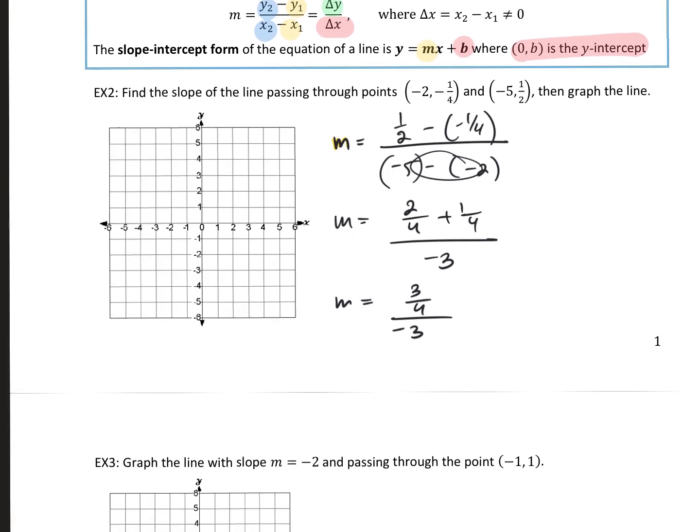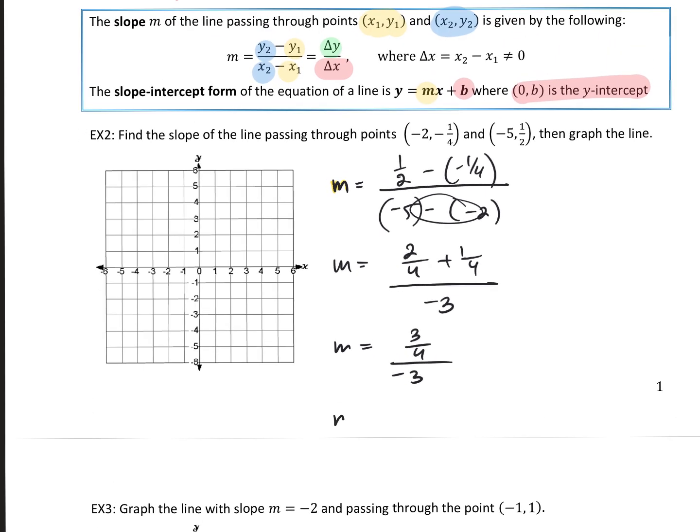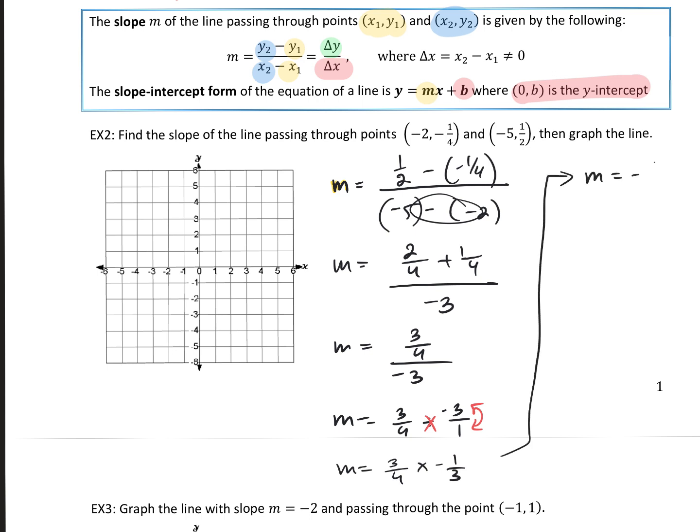And we can simplify that out. M equals 3 over 4 divided by negative 3 over 1. To change to multiplication, we'll take the reciprocal. M equals 3 over 4 times negative 1 over 3. The 3's will cancel out, and we're left with m equals -1/4 as our slope. Okay, good. So we found the slope. Check. Now we have to graph the line.